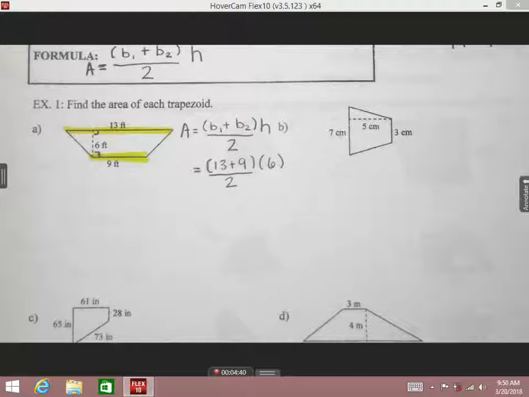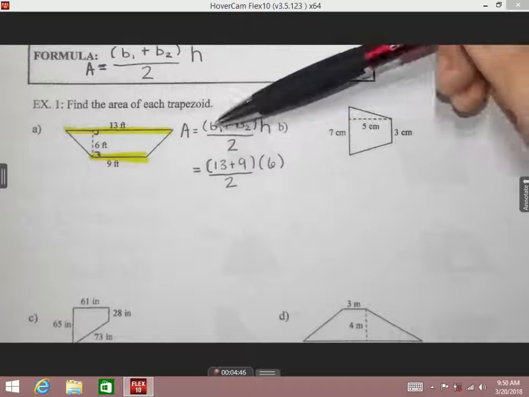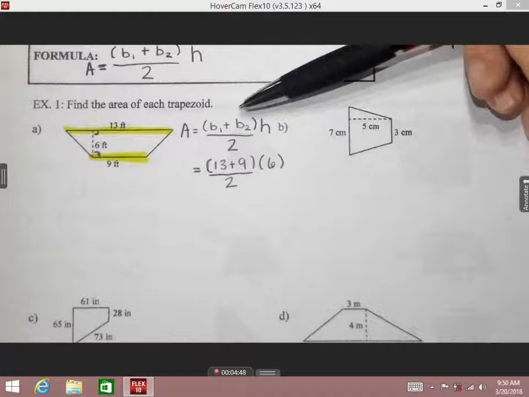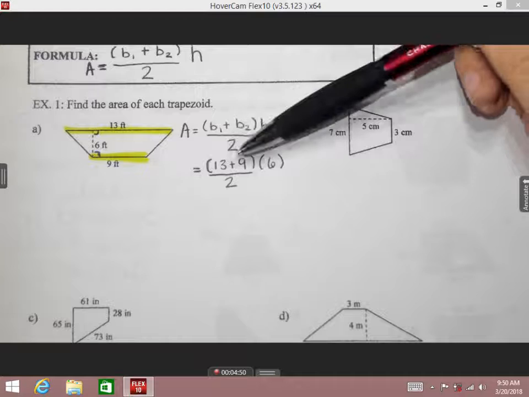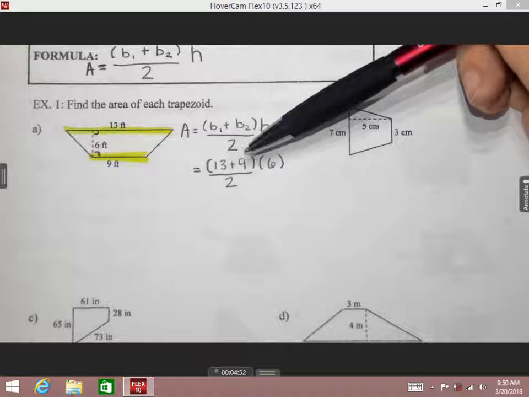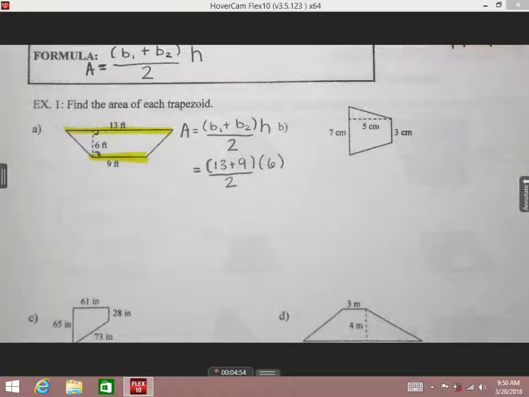Nick? That's an excellent question. So what Nick just asked is, does it matter which one is base 1 and base 2? It does not matter. We could have put 9 plus 13 here. Doesn't matter. Excellent question.